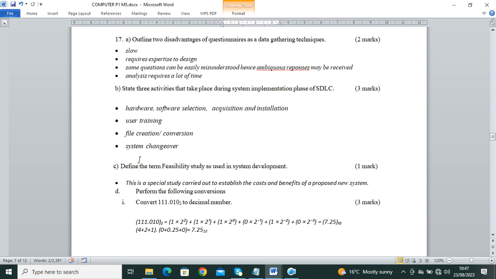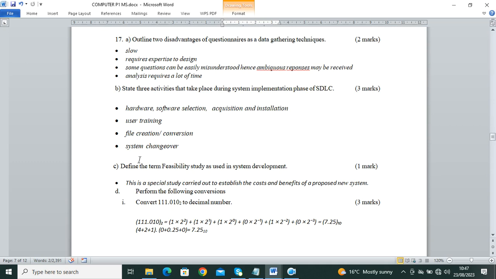State 3 activities that take place during the system implementation phase of the system development life cycle. We have 3 marks. So we have user training, system changeover, and file creation through conversion. We also have hardware and software selection or acquisition and installation. Guys, remember you can download a copy of this from my website.